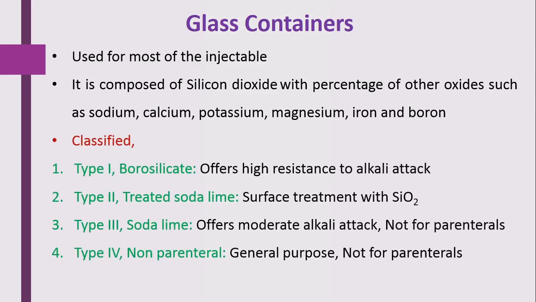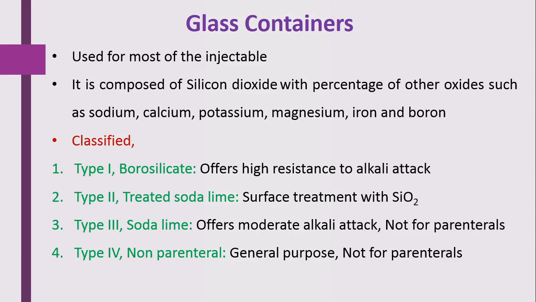So these glass containers are classified into mainly four types: type 1, type 2, type 3, type 4. So type 1 glass container is also called highly resistant borosilicate glass. It offers high resistance to alkali attack. It is mainly composed of silicon dioxide and boric oxides. Because of this composition, it offers high resistance to alkali attack.